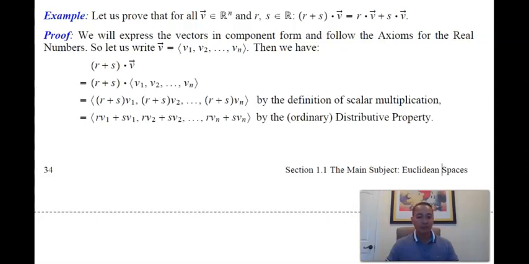So in the first component, we see quantity r plus s times v1, in the second r plus s times v2, and so on. So based on the ordinary distributive property for real numbers, we can expand each of these products. So r plus s times v1 is just the same as r times v1 plus s times v1, and so on. So we repeat that process for every component.